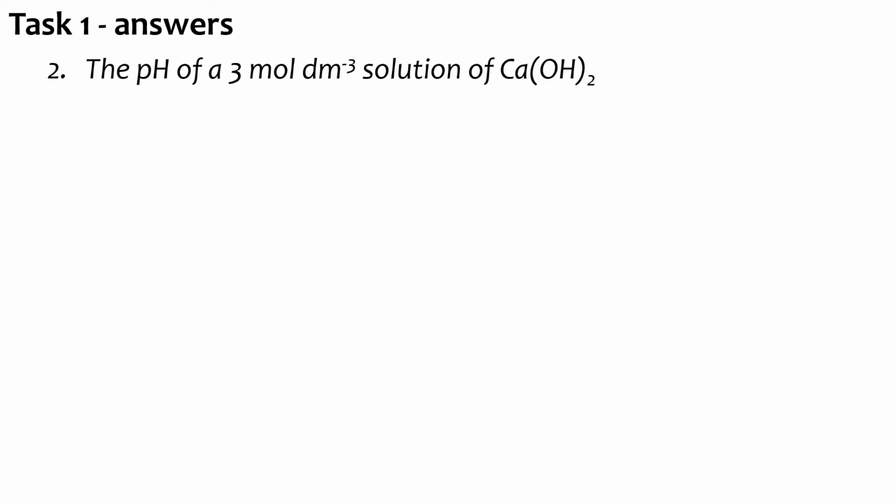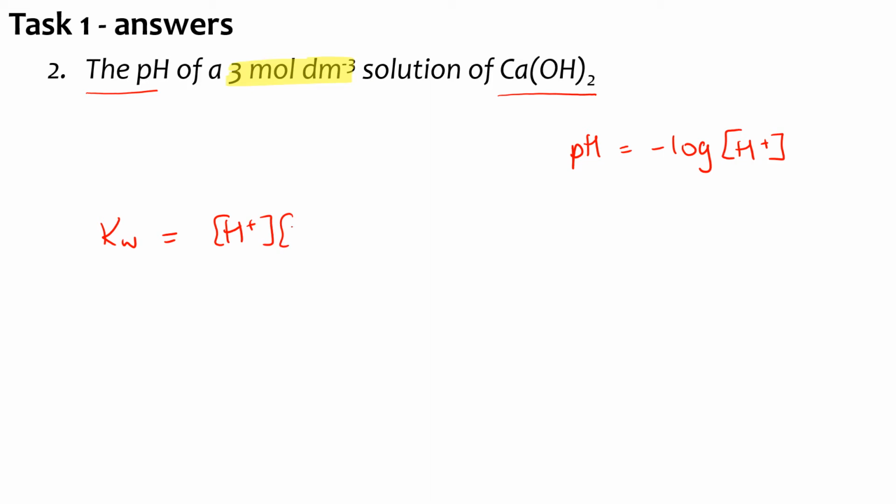Question number 2, calculate the pH of a solution of calcium hydroxide that has a concentration of 3 mole per decimeter cubed. So again, we want to be working out the pH. We're going to need the concentration of H plus. We're going to need to use Kw, which is H plus times OH minus. And so therefore we need to look up the concentration of OH minus.